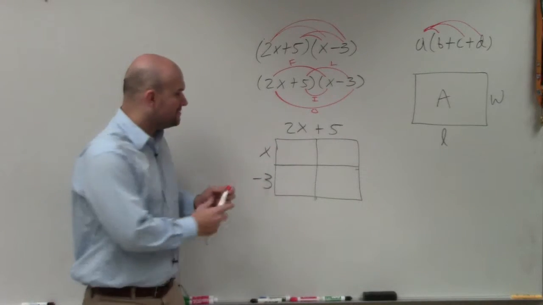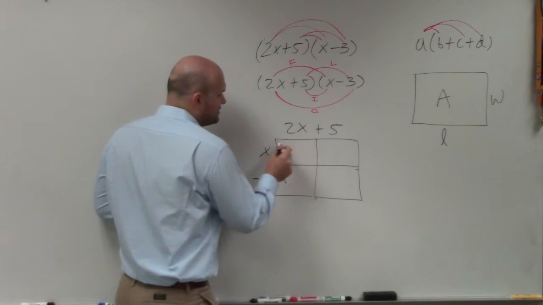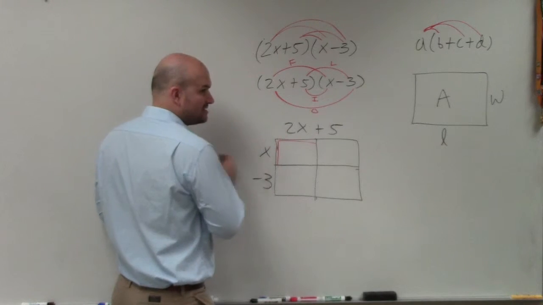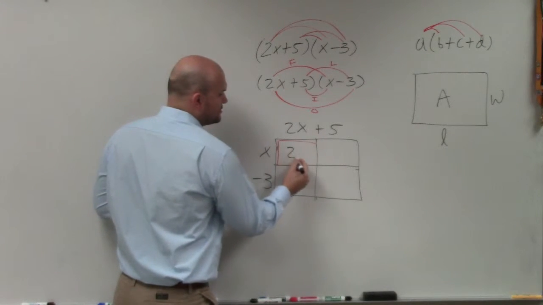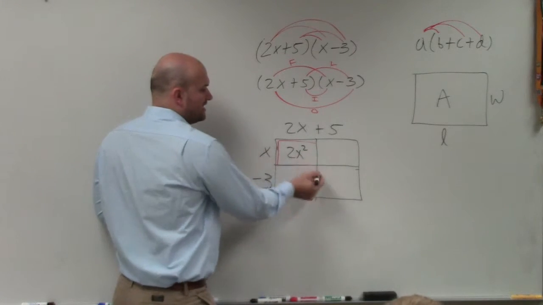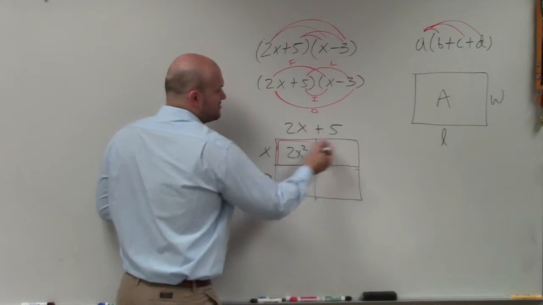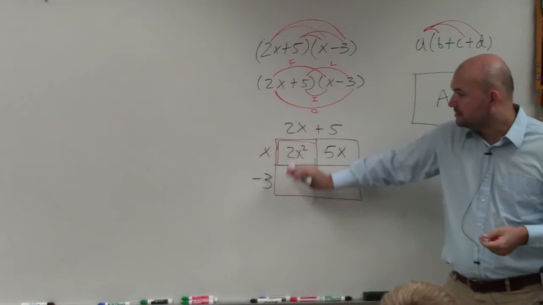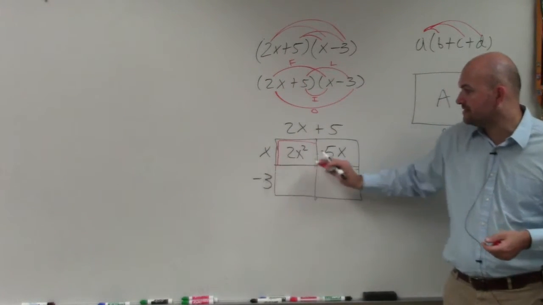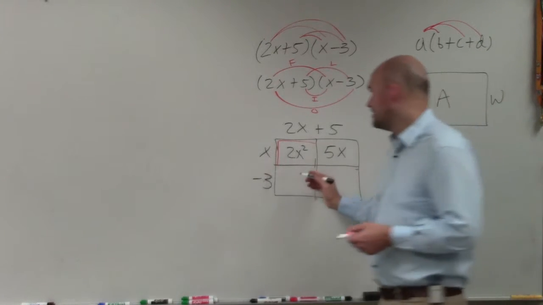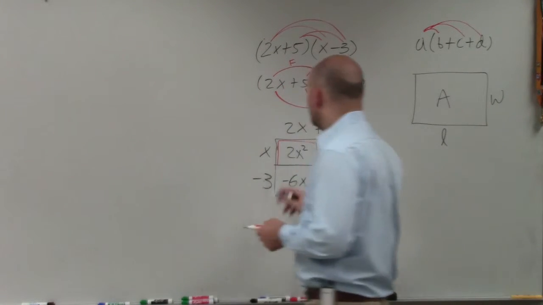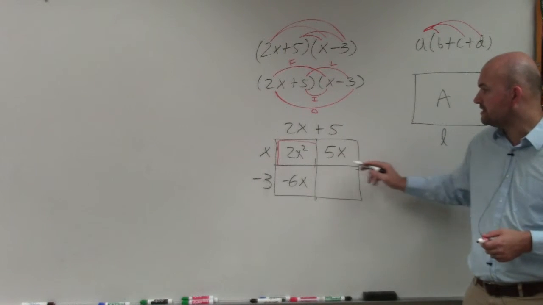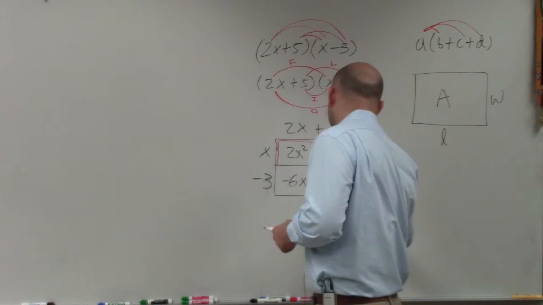So now all I'm simply going to do is find the area of each of these boxes. If the length is x and the width is 2x, the area of this little box is 2x squared. The length of this box is x. The width of this box is 5. So that becomes a positive 5x. The length of this box is negative 3. The width of this box is 2x. So this becomes a negative 6x. The length of this box is negative 3. The width of this one is 5. So this becomes a negative 15.